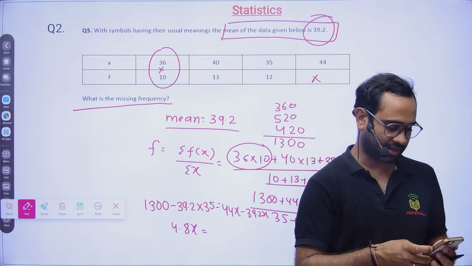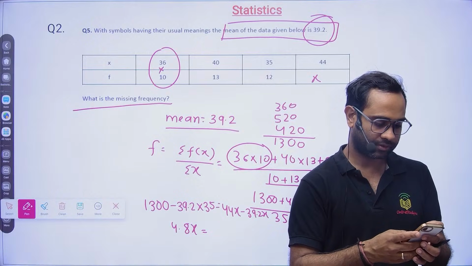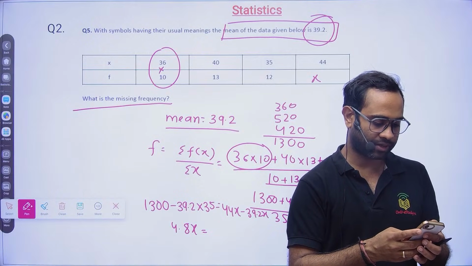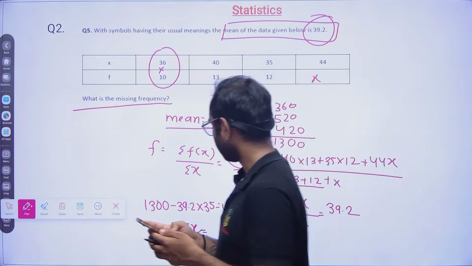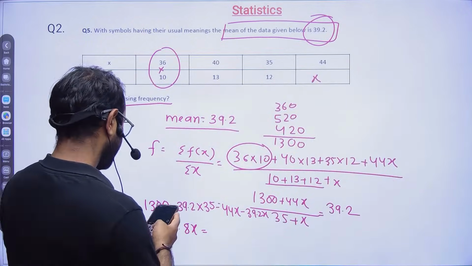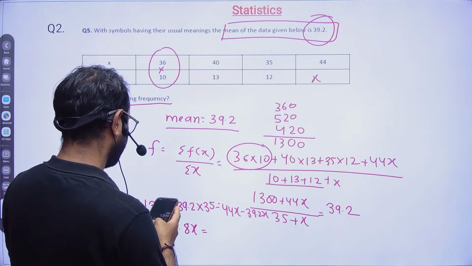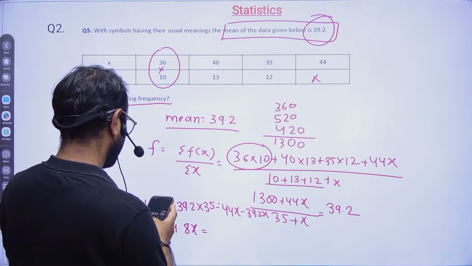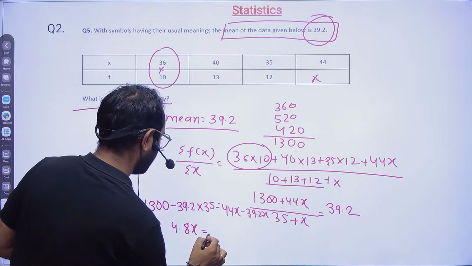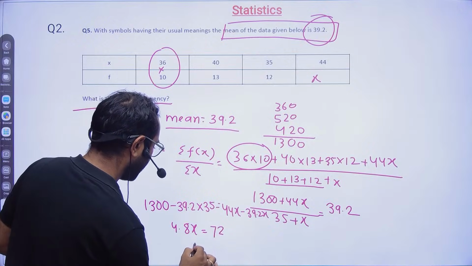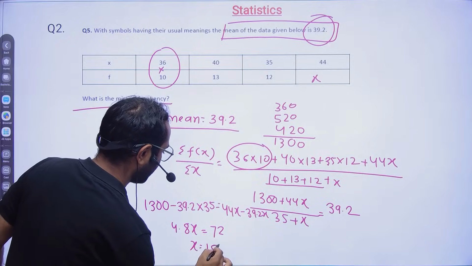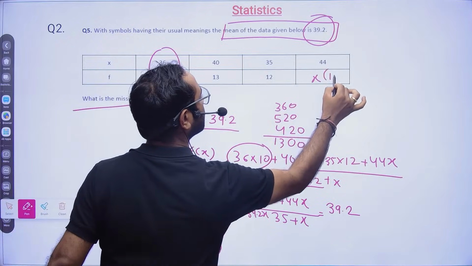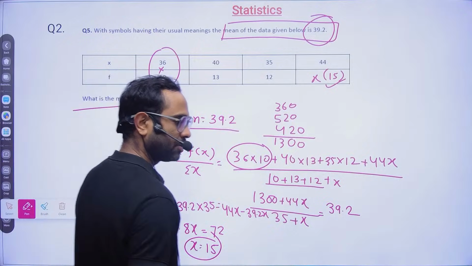So let's see. Let me use a calculator. Somebody is telling 15. So here 1300 minus 39.2 into 35 will be equal to 72. So x will be equal to 72 divided by 4.8, which is 15. So x will be equal to 15. So here the value was 15. So that is the correct answer.